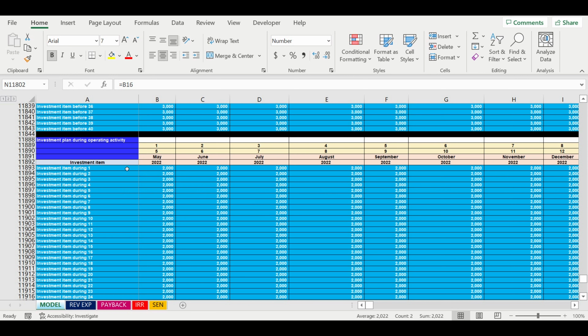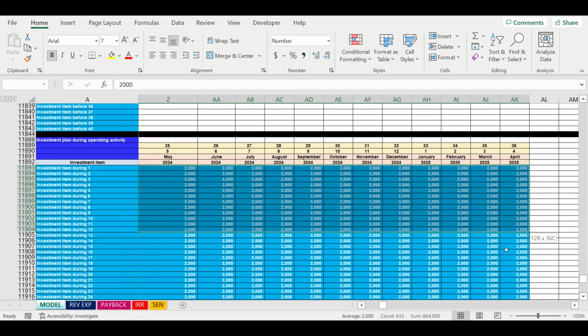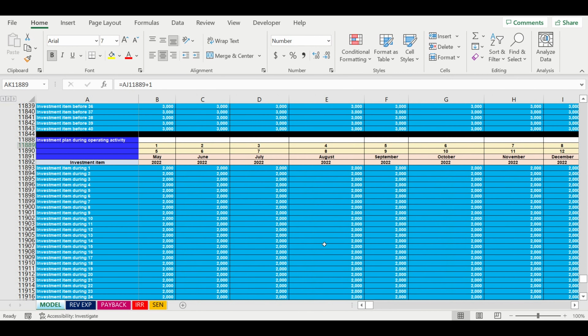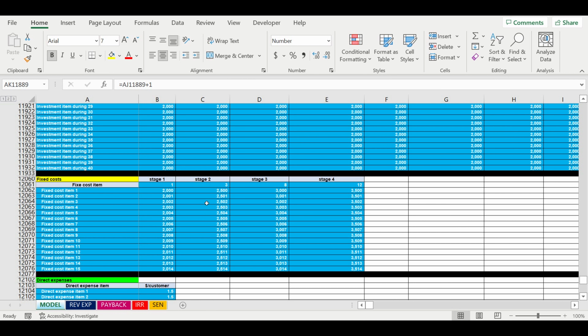The next investment plan is the investment plan during the operating activity, when we start the first revenue. So here we specify what we invest in and how much we invest in, and when we invest in during the first 36 months of operating activity. So this investment plan is also linked to the moment when we start operating activity. We specify these values at the beginning of the financial model. So this is a completely automated story.